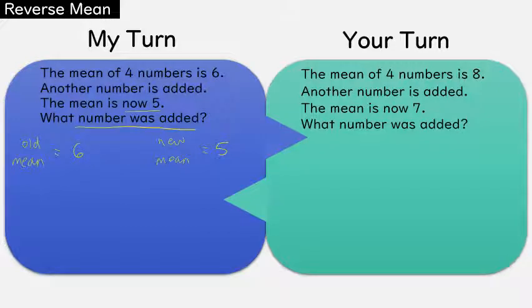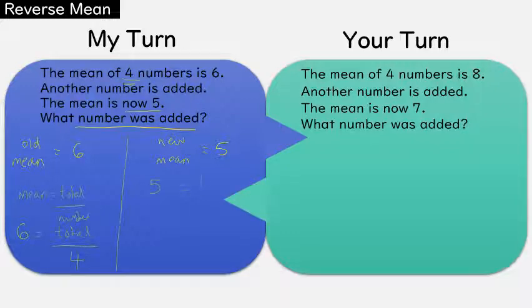Okay. Well, the way we work out mean, remember, is the total divided by the number of numbers. Well, on this side here, the old mean, what bits of information do I know? Well, I know the mean is 6. I don't know the total of the numbers, but I know that there are 4 of them, 4 numbers. What about this side here? I know that the mean is 5, so I can fill that in.